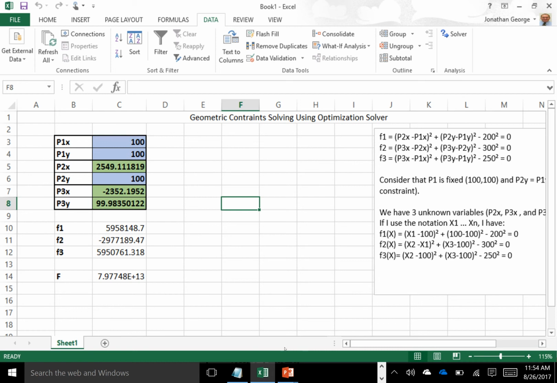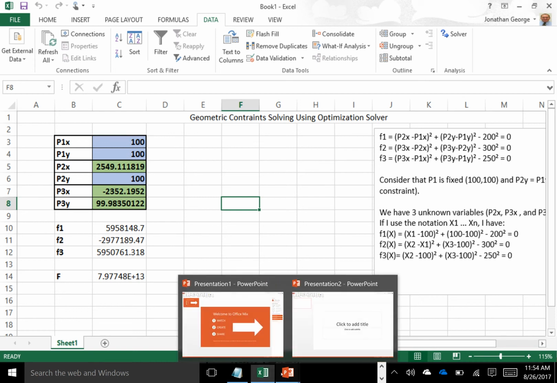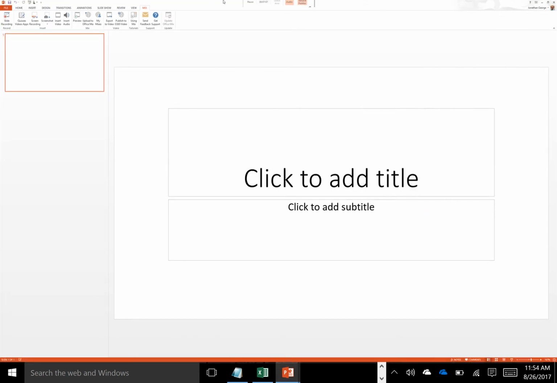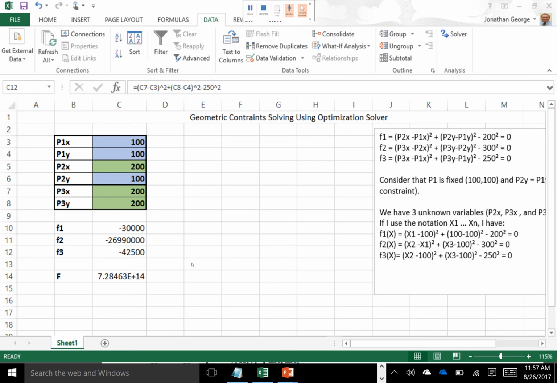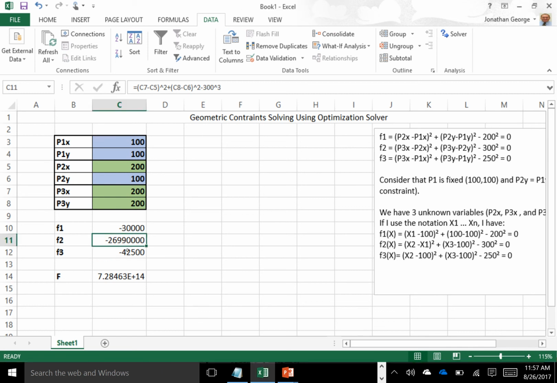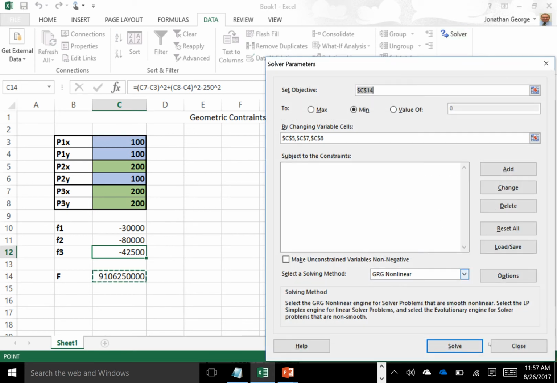Give me just a second, and I'm sure I made a typo. Let me find it. Okay, so I found the problem here. I made a typo indeed. This quantity should have been squared. I cubed it in the equation. Okay, I'll go back to the solver and run the solver again.